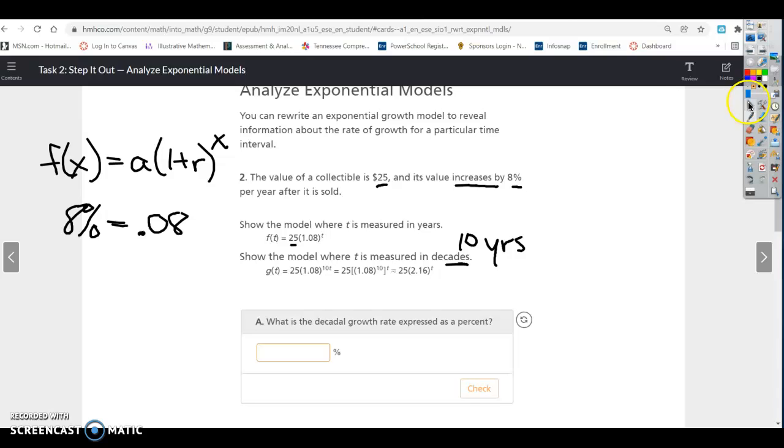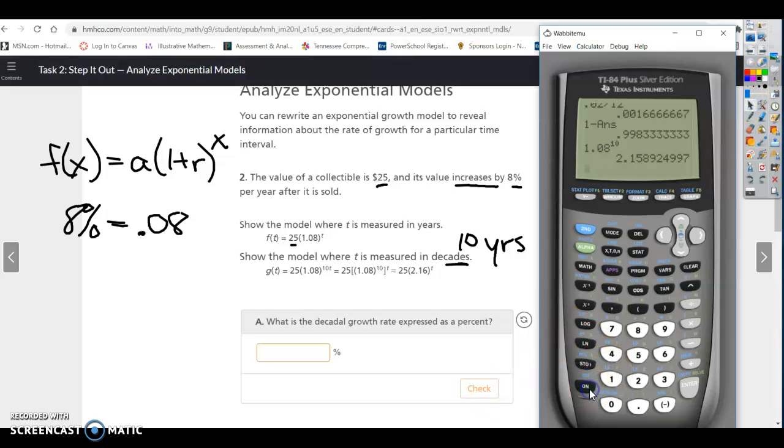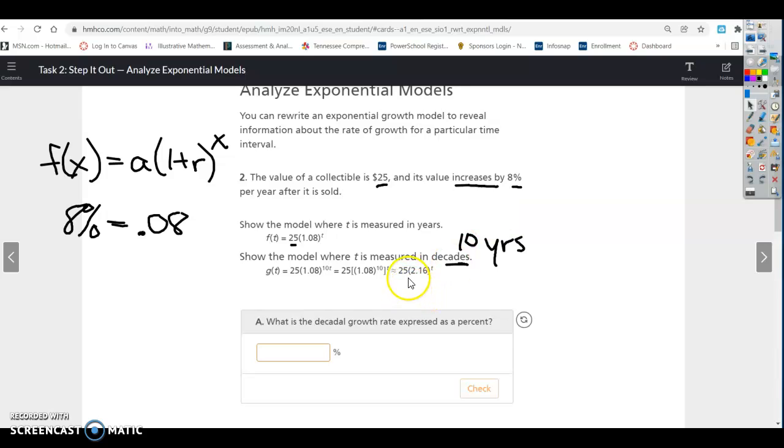And if you want to check that out, you can use your calculator. I've already got this typed in here: 1.08 raised to the 10th power is approximately 2.16. Once you have that, you know that this number is your 1 plus your interest rate. So it says, what is the decadal growth rate expressed as a percent?